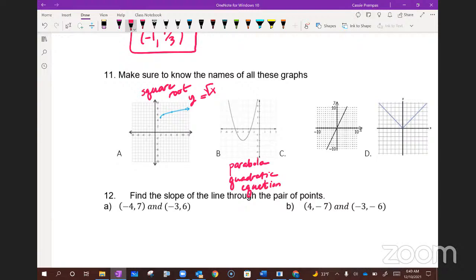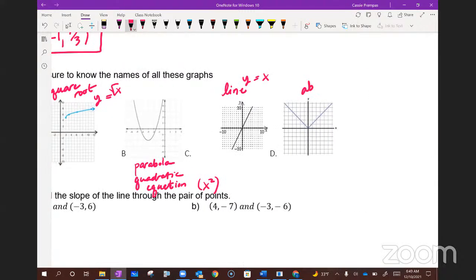Think about x squared. Hopefully we all know this. This is a line, or you can say a linear equation. Key features are y equals just x. And then this one would be an absolute value. If you want to draw these on your note card and create the sketch, totally fine.